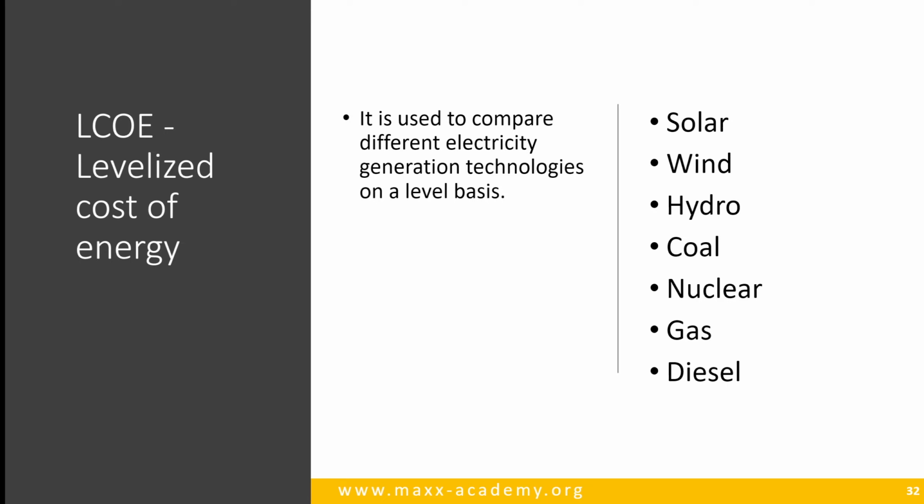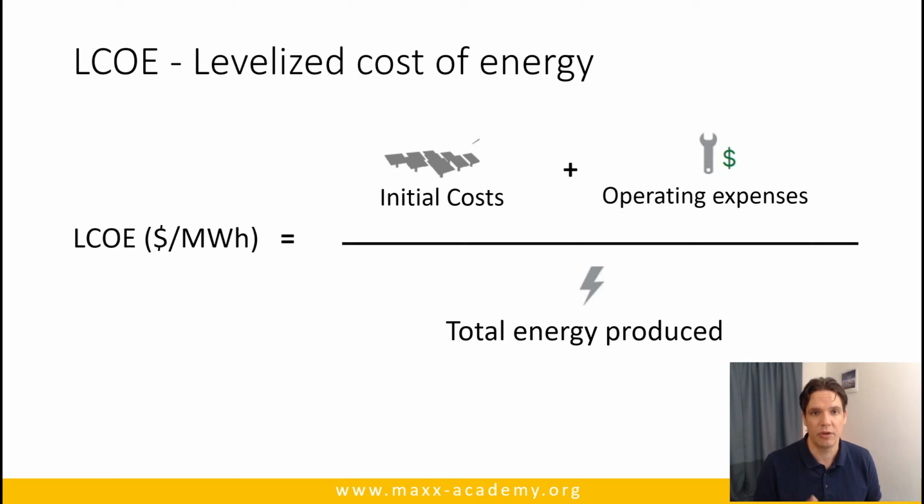So if you look at LCOE in more detail for a solar plant, it will look as follows. Your total expenses will consist of your initial cost, also called your capital expenses or CapEx for short, plus your operating expenses such as maintenance. Then calculate the total energy produced for the lifetime of the plant. For a solar system that would be 25 years. Divide the two figures with each other to get a cost per megawatt hour or kilowatt hour.